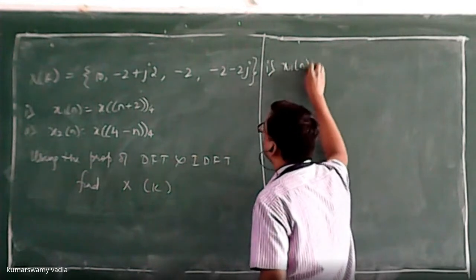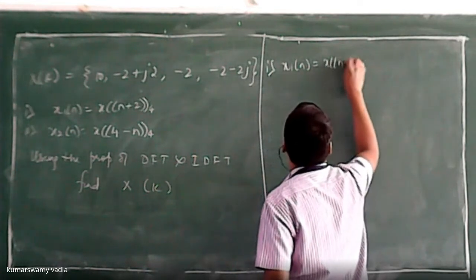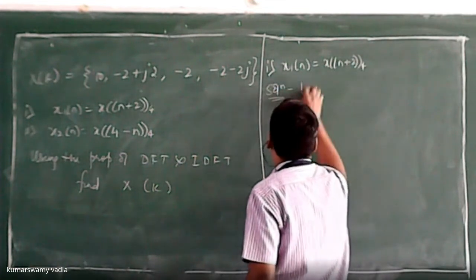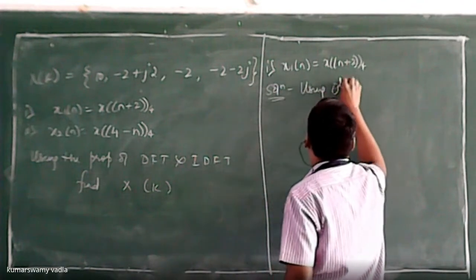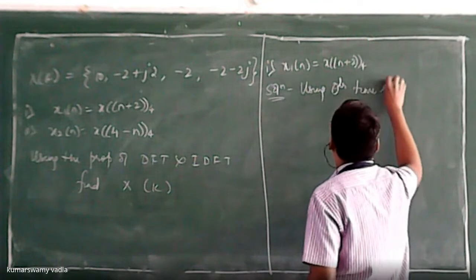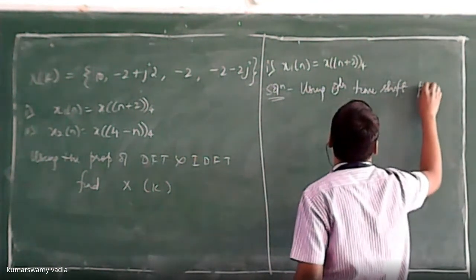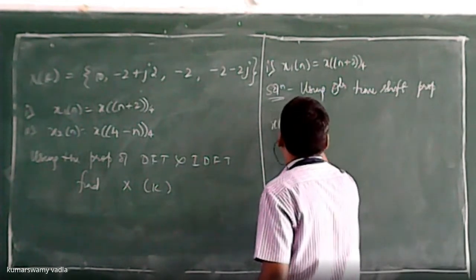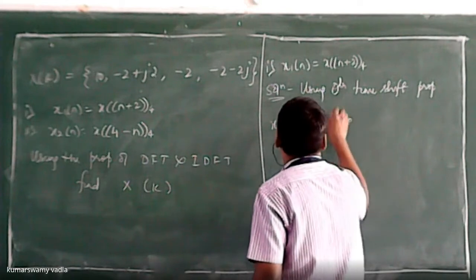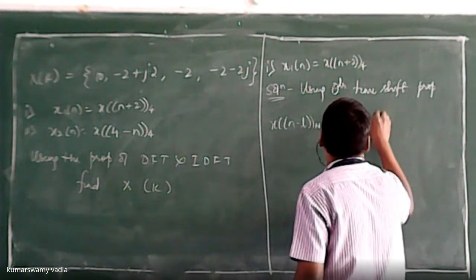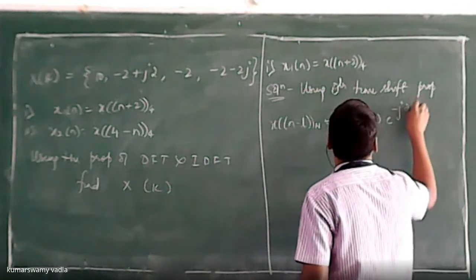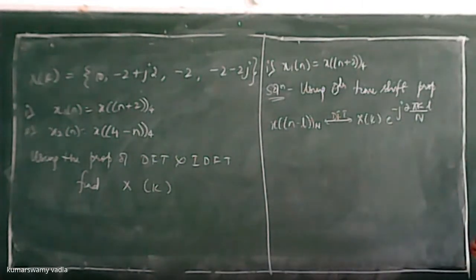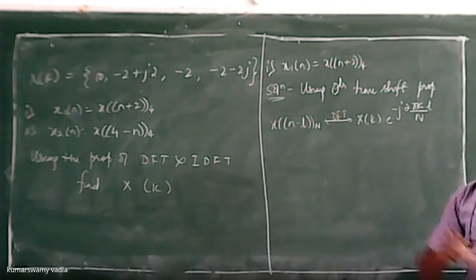x1 of n is equal to x of (n plus 2) mod 4. Solution: using the circular time shift property, we have x of (n minus L) mod N. When you apply the DFT, you get X of k e power minus j 2 pi k L divided by N. This is the expression for circular time shift.